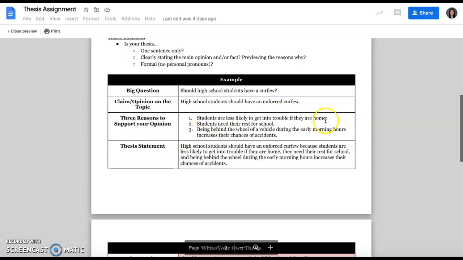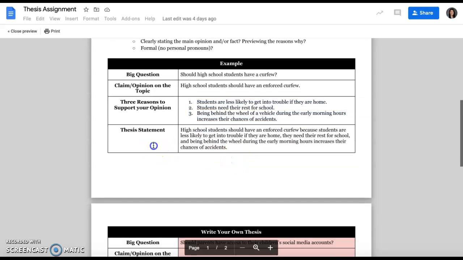Students are less likely to get in trouble if they're home. Students need their rest for school. And being behind the wheel of a vehicle during the early morning hours increases their chances of accident. So these are 3 reasons why students should have a curfew. And the thesis statement states, high school students should have an enforced curfew because students are less likely to get into trouble if they are home, they need their rest for school, and being behind the wheel during the early morning hours increases their chances of accidents. All 3 reasons are here and the topic, okay? And we've got that important "because."